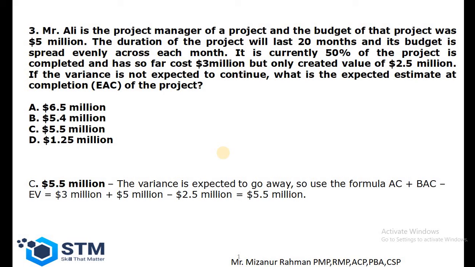AC is the actual cost. Actual cost was 3 million. The 3 million is the actual cost, and our BAC, budget at completion, that means the budget is 5 million, minus 2.5 million our earned value. So the estimate at completion will be 5.5 million. The answer is C.